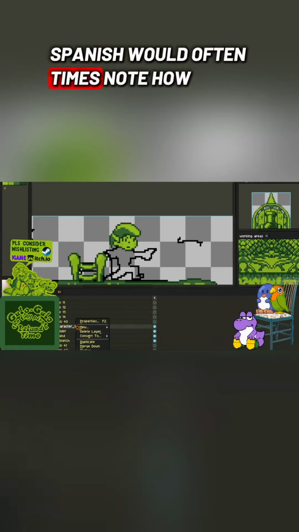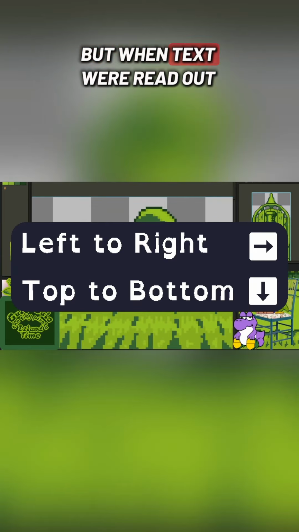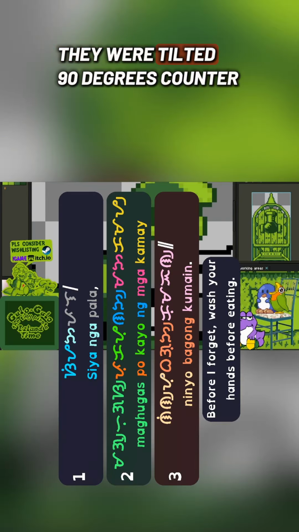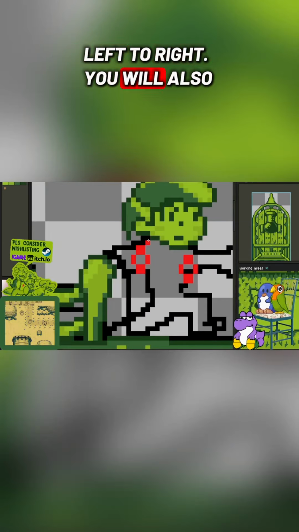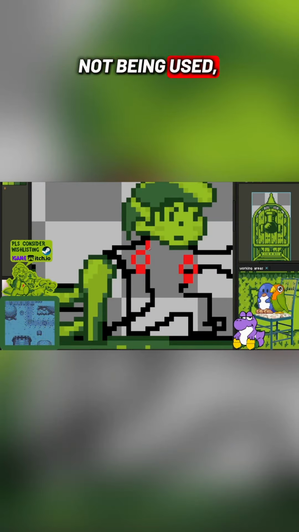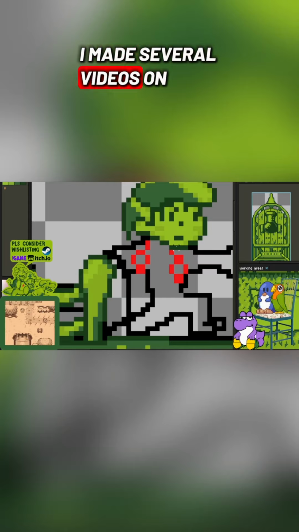The Spanish would oftentimes note how several Filipinos would write text left to right, top to bottom, but when texts were read out, they were tilted 90 degrees counterclockwise and then read bottom to top, left to right. You will also note that spaces were not being used, and oftentimes when you see text nowadays, they still are not being used. I made several videos on Baybayin before.